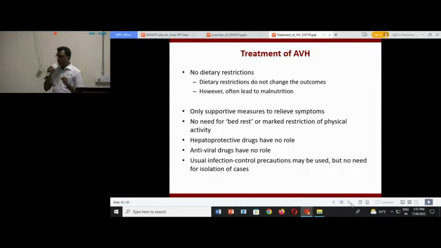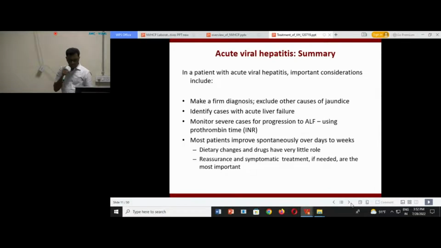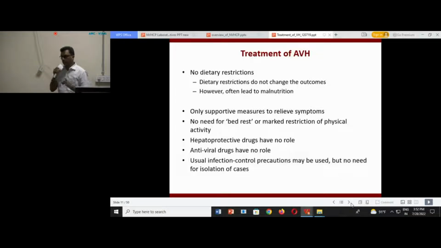Just a point: for all kinds of acute viral hepatitis, usually there is no treatment. It is symptomatic. Most of the time they recover, and only 1 or 2% land in severe forms of the disease. So we give all the supportive measures. Nutrition should be maintained, and there is no role for hepatoprotective drugs and antiviral drugs. Please remember this. Only in hepatitis B, we sometimes give antivirals, that is, when the patient goes into severe fulminant hepatic failure. That is the only indication where we give antivirals in acute hepatitis B. Otherwise, we don't give any antivirals.